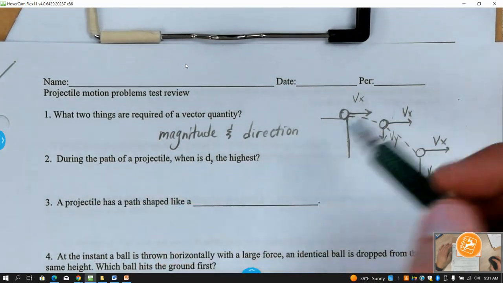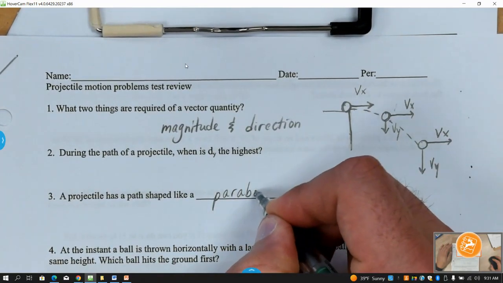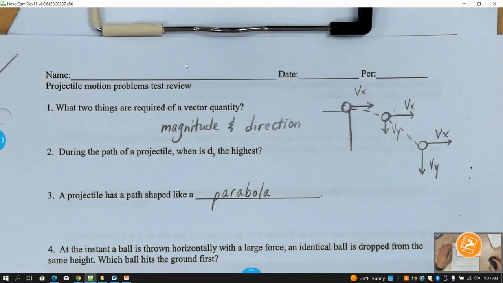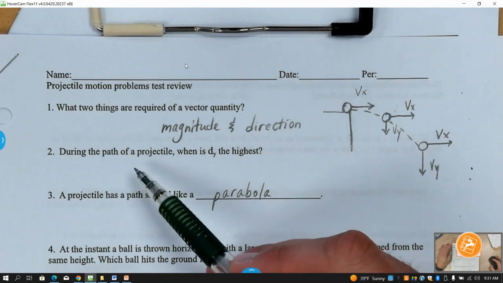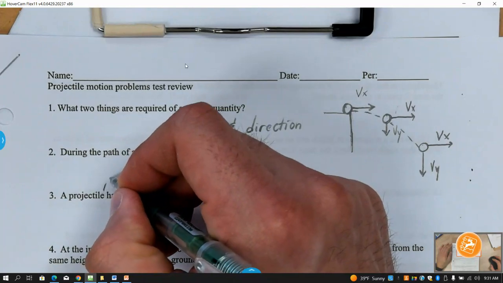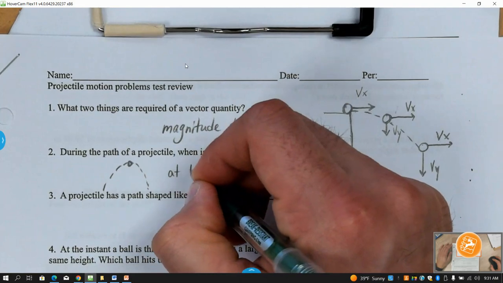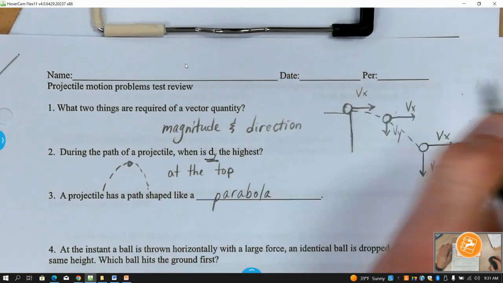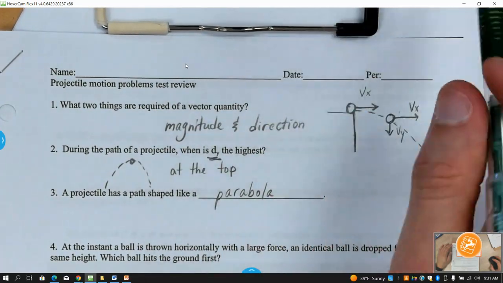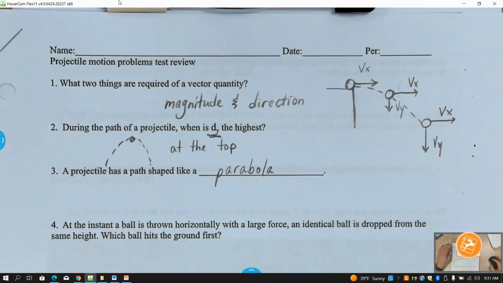So guess what? A projectile has a path that is shaped like a parabola. If it's launched horizontally, it's a half parabola, but a parabola nonetheless. During the path of a projectile, when is the height the highest? At the top. That's when the height is the highest. Okay, sweet. We'll continue, and we'll touch back on this in a second.